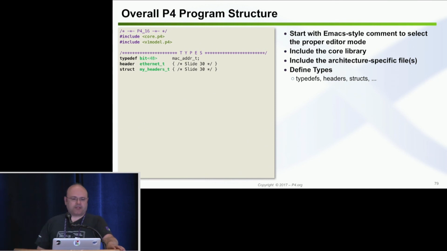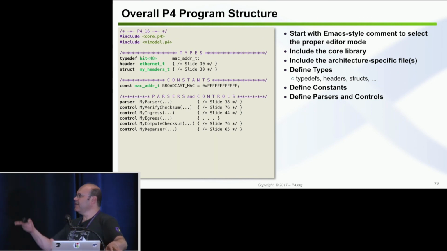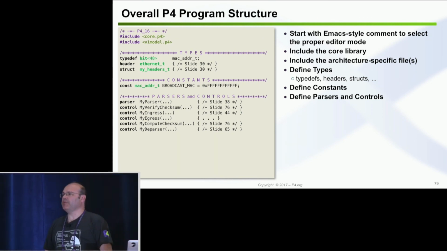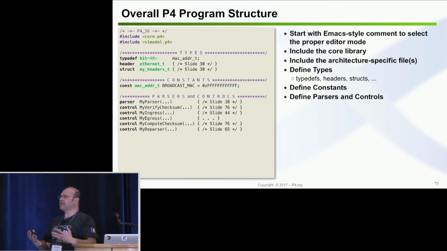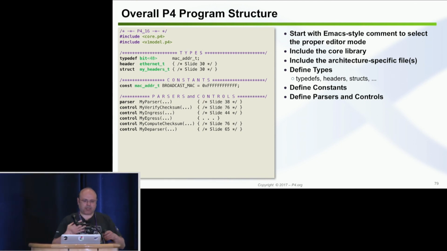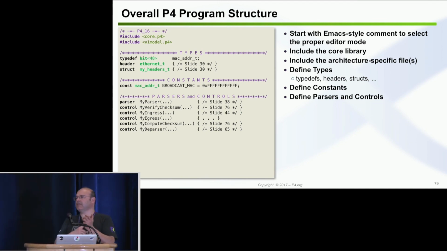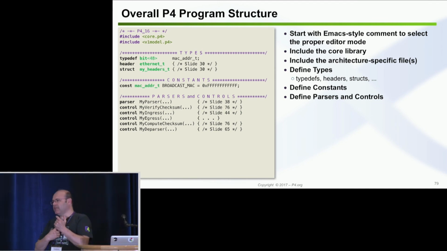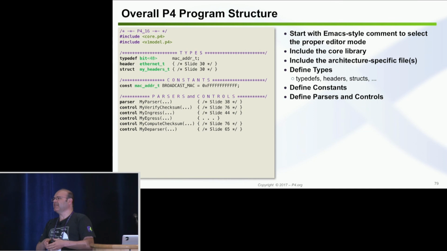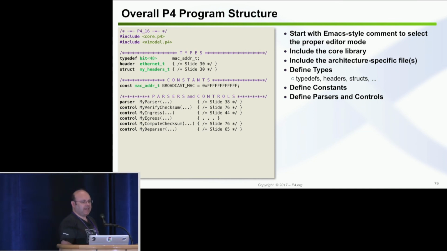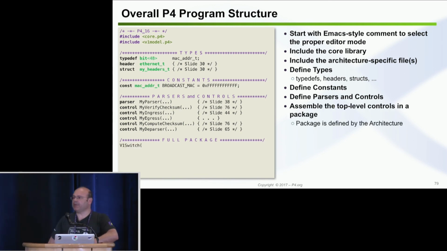Then you can define your types. You can define your constants. And here you can define the top-level controls and parsers that are prescribed by your architecture. These are specific objects that are prescribed by V1 architecture for you to have. So there is the parser, there is checksum verification control, there is ingress pipeline definition, egress pipeline definition, checksum update, and deparser, so 6. And the last thing you do, and this is the new construct, you assemble a package.